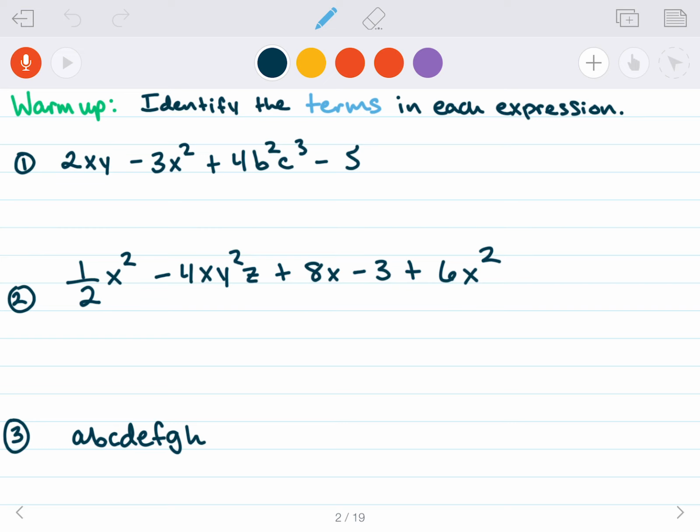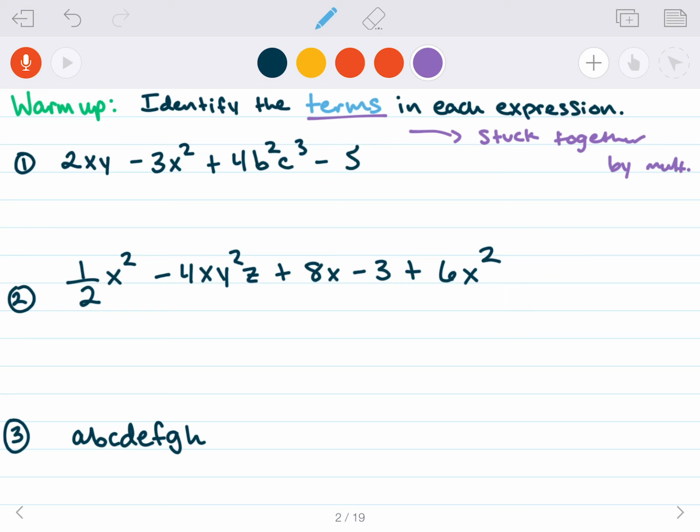So a few videos ago we talked about terms and expressions and operators and coefficients, all of these vocabulary words. So remember that a term is just something stuck together with multiplication. Stuck together by multiplication. So, with that being said, let's go ahead and do this as a review.